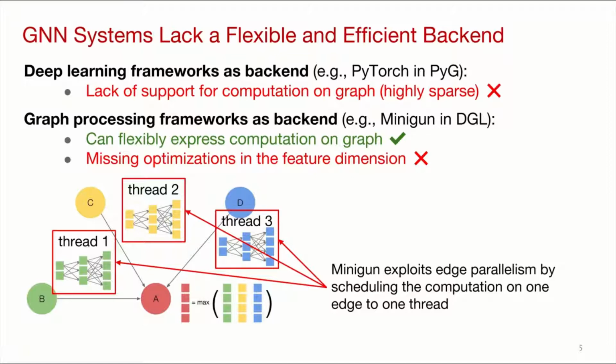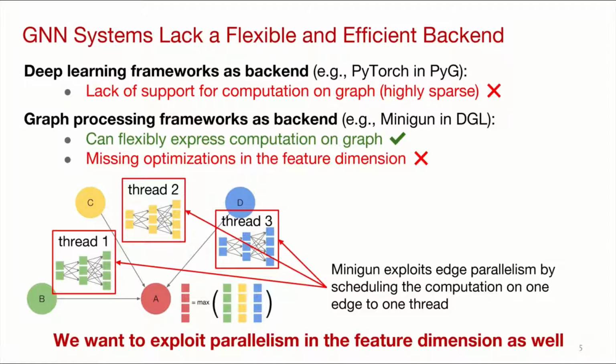That is true for traditional graph workloads. Think about BFS and PageRank. It's all about graph traversal, right? But that assumption breaks in the case of GNN workloads. As we see here, every edge performs an MLP, which itself provides abundant parallelism. So we want to exploit the parallelism in feature dimension, in addition to parallelism in the graph topology.